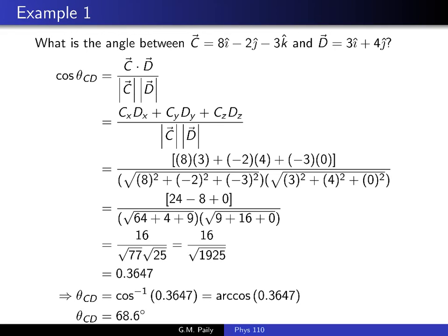As an example, we will find the angle between vector c and vector d. The solution is pretty straightforward, so I won't go over it line by line. Remember to use the forums if you have any questions.